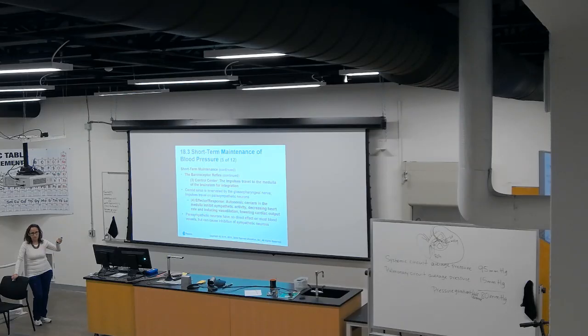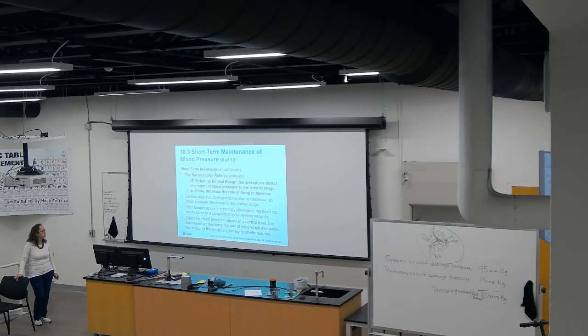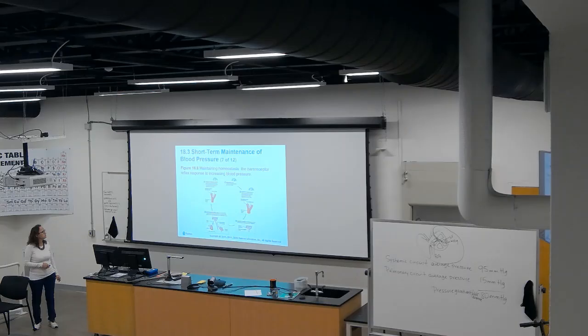Pressure goes up, more action potentials. Pressure goes down, less action potentials, less distension of the baroreceptors. So then once you normalize your blood pressure, you don't have to send as many action potentials, so your baseline of firing returns to normal. So this is the baroreceptor reflex, response to increased blood pressure.